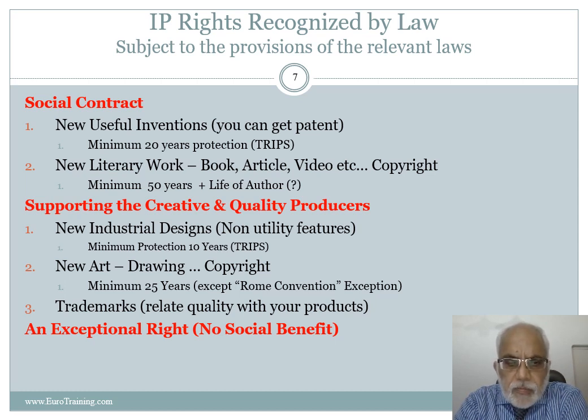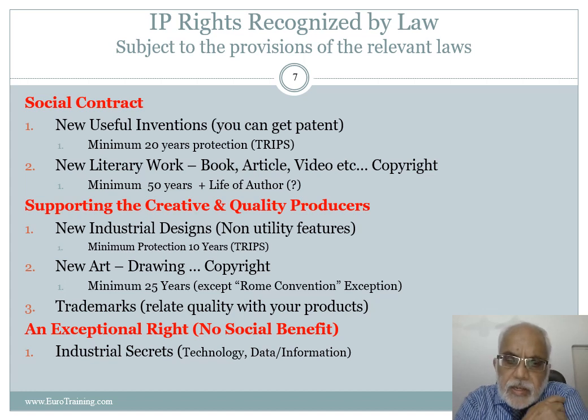Another intellectual property right, which is really an exception to the social contract principle, is a right called industrial secrets or trade secrets. What this intellectual property right does is it allows companies to keep their technology or data secret, and by law prevent people from stealing that information. Stealing here meaning obtaining it in an illegal manner.